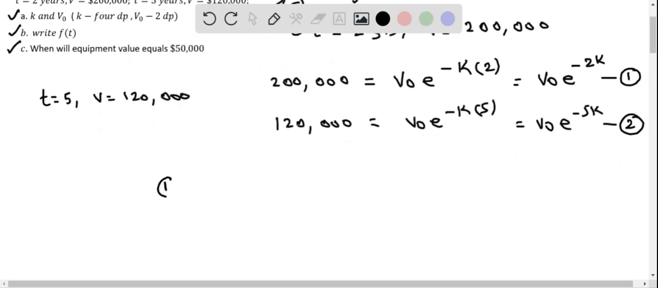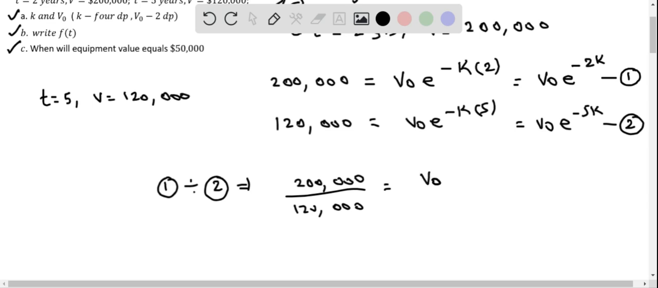I can do this equation 1 divided by equation 2. When I do this, I have to divide both sides, that is left side as well as the right side. So when I divide the left side, I'll be getting 200,000 divided by 120,000 equals, on the right side, for equation 1 I have V naught e power minus 2k, and for the second equation I have V naught e power minus 5k. So we can simplify this, cancel these three zeros as well as this one zero. So this left side basically reduces to 20 by 12.